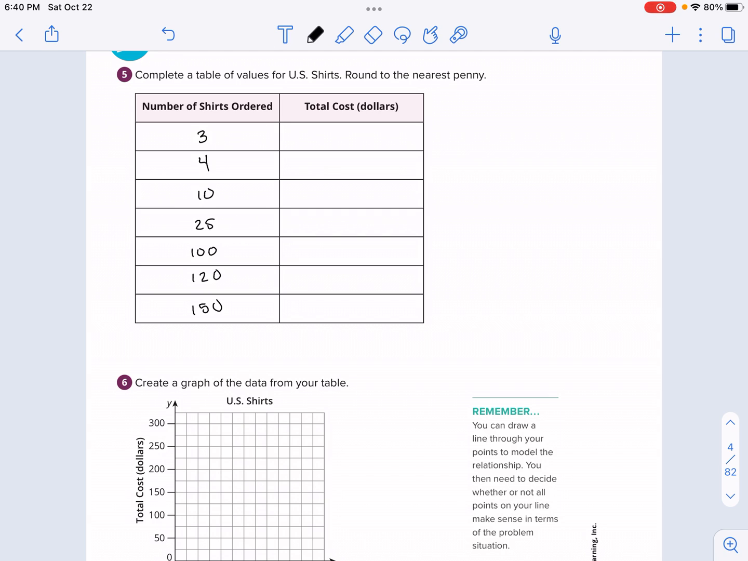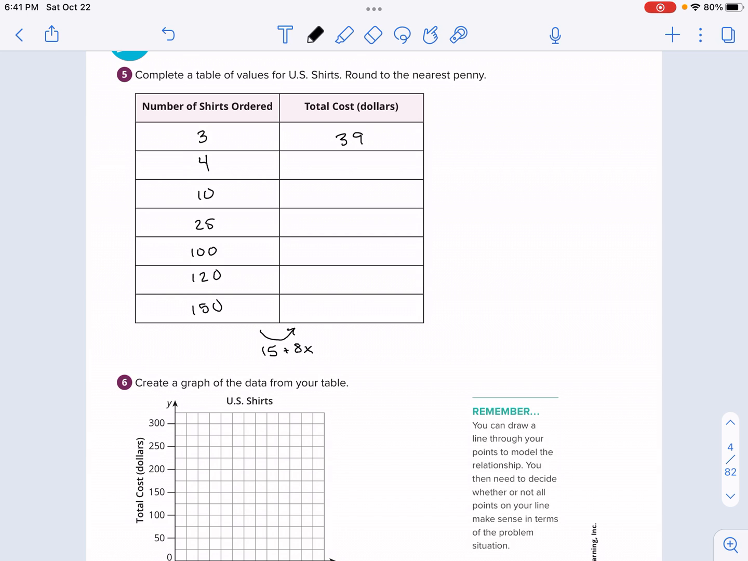Now, we just did this for a lot of what we just worked on. You take the number of shirts, multiply 8 times whatever the number of shirts is, and add 15. I'll represent the number of shirts using X. So 3, we did that earlier for the first problem, right? 3 times 8 is 24. 24 plus 15, that's 39.